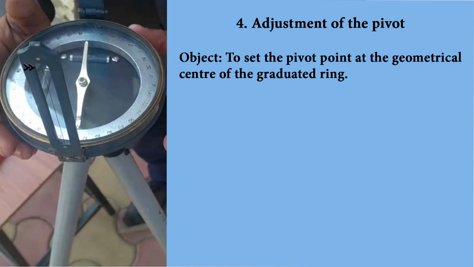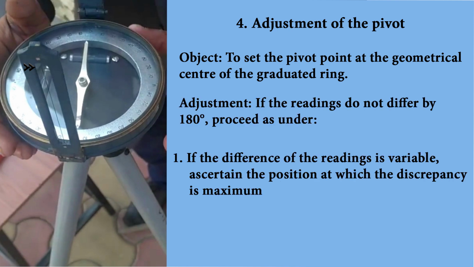Now, we will take up the adjustment of the pivot. The objective is to set the pivot point at the geometrical center of the graduated ring. For the test, read both the ends of the magnetic needle at various positions of the graduated ring. If the readings differ by 180 degrees, assuming the needle to be straight, the pivot is central. For the adjustment, if the readings do not differ by 180 degrees, we proceed as follows. Firstly, if the difference of readings is variable, ascertain the position at which the discrepancy is maximum.